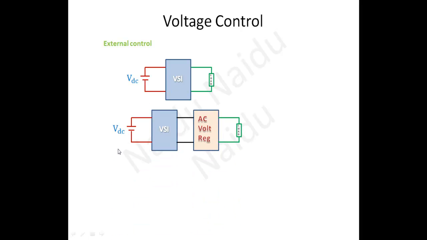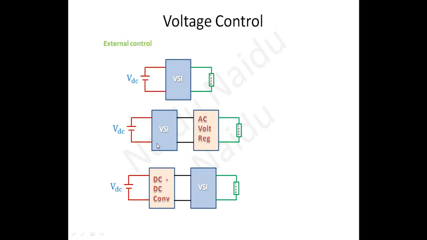After the VSI, before giving the voltage to the load, we can have one more converter, that is an AC voltage regulator. Here the inverter converts the fixed DC to variable AC, and that AC is given to the AC voltage regulator, which changes the voltage to the required level and provides it to the load. So that's one type of method.